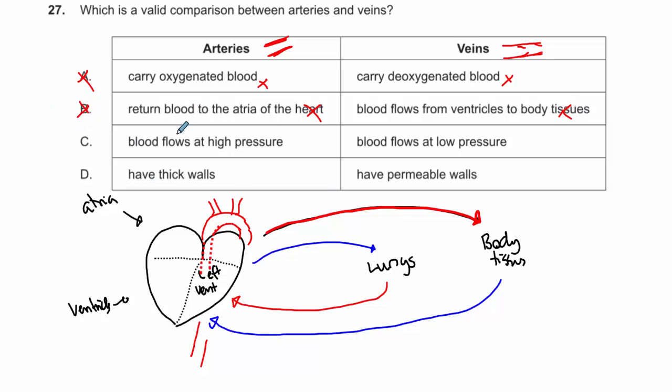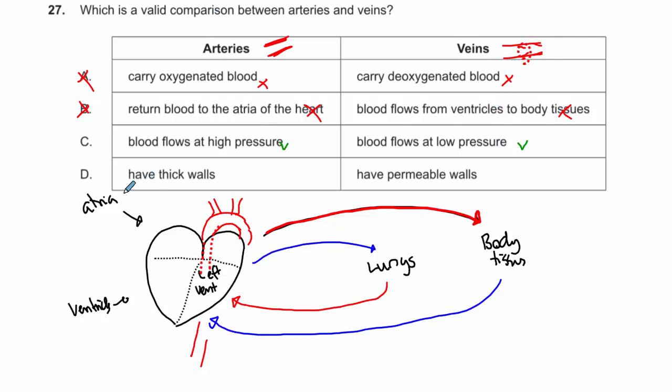C, blood flows at high pressure. Yes, this is indeed true, because since the arteries always take the transport from the heart, they endure the highest pressure. So that is correct. And veins, blood flows at low pressure. Yes, and that's why they need these built-in one-way valves, because veins have to do this job at lower pressure.